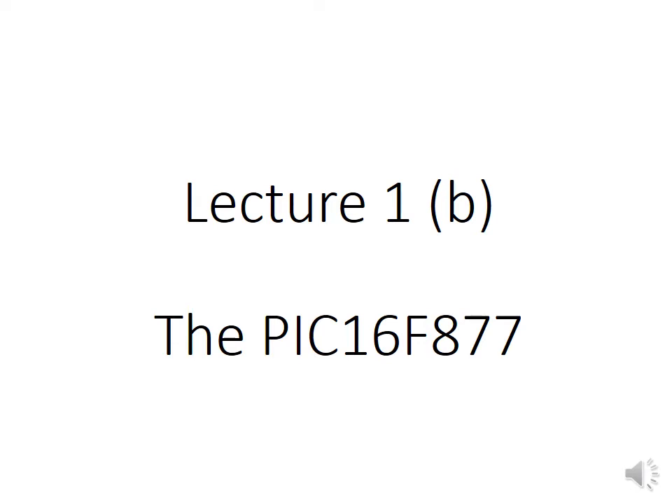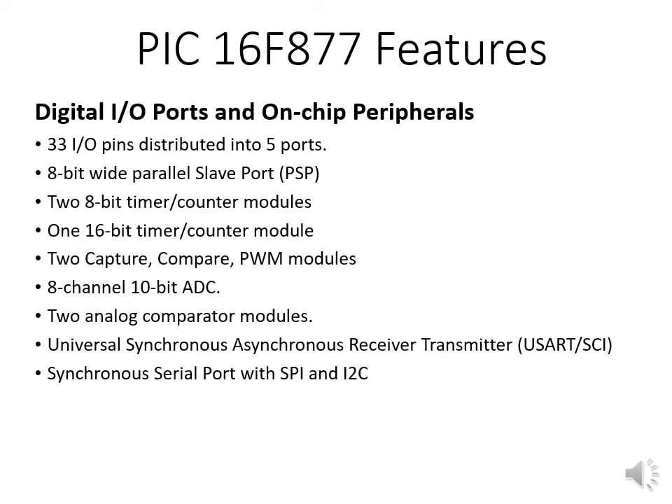Let's now highlight the features of the PIC16F877. Let's begin with the digital I/O ports and on-chip peripherals. We have a total of 33 input-output pins. These are distributed into 5 ports. 3 of the ports have 8 pins each. One of the ports has 6 pins, and the last port has 3 pins. We have an 8-bit wide parallel slave port. We'll see the details later on.